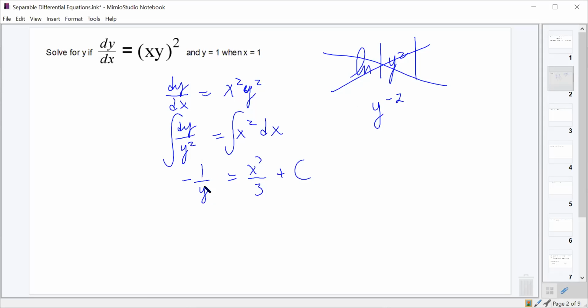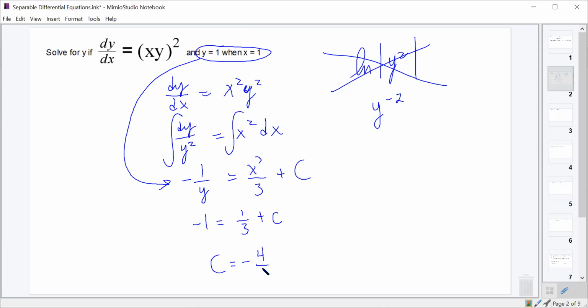Yeah. Okay. So there are some teachers that will tell you to solve for y now and then evaluate to find your constant, but I am not one of them. I think it's much easier if you immediately plug in your initial condition to find your constant right away. So if y is 1, we have -1. And if x is 1, we have 1/3 plus c. And what do we get for our constant? -4/3.